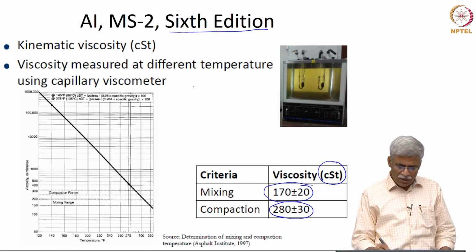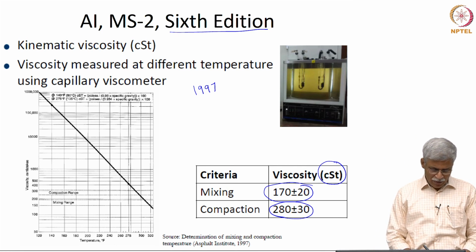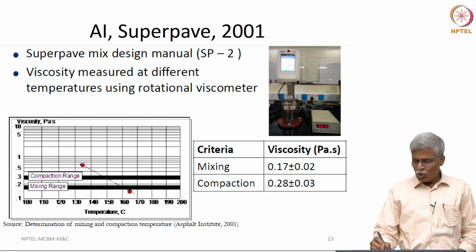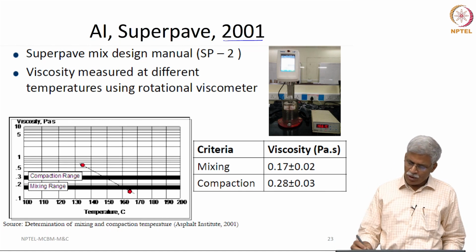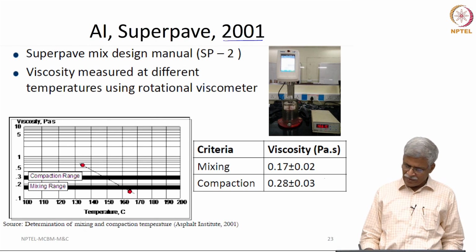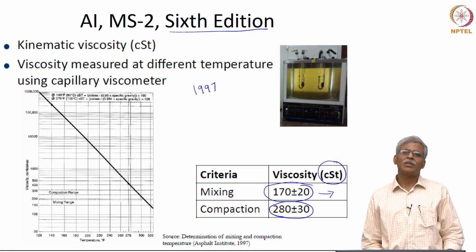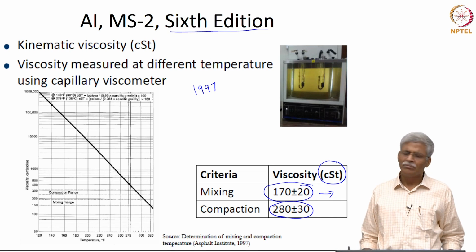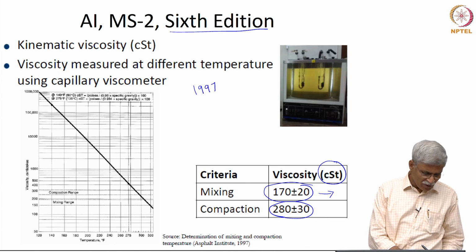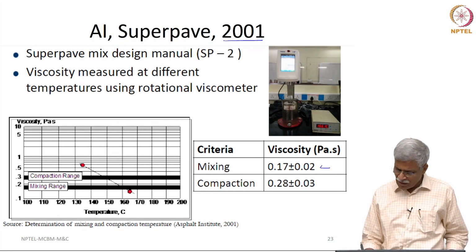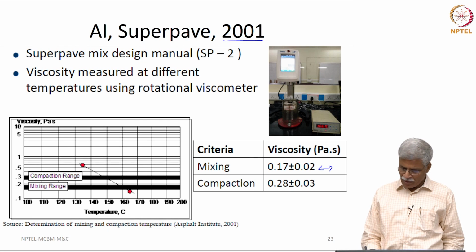centistokes. This is 1997, and this is where Superpave started slowly picking up, and as Superpave came, they asked you to go away from the kinematic viscometer and use a rotational viscometer. In fact, what they really did was a straightforward conversion of this kinematic viscosity to dynamic viscosity, assuming that the specific gravity of bitumen is 1, and they gave this in Pascal second: 0.17 plus or minus 0.02, and 0.28 plus or minus 0.03.